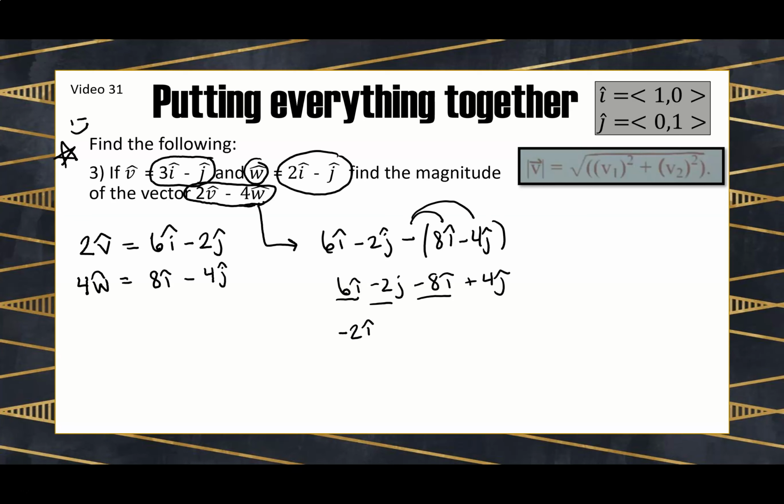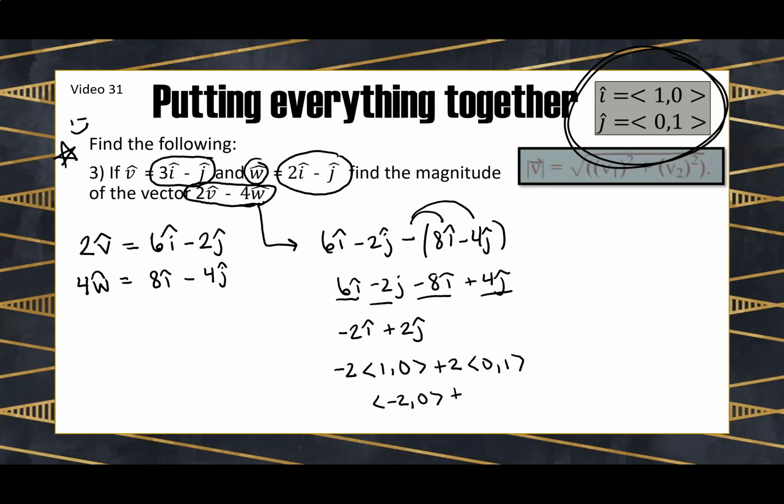And then a negative 2j and a 4j is going to give me a 2j. Okay, and then I'm going to go ahead and substitute these values up here. So a minus 2 times my i, which is 1, 0, and then plus 2j is going to be 0, 1. So that's going to give me minus 2, 0, plus 0, 2. So all I've done so far here is just distribute through. So then this is going to give me minus 2, 2.